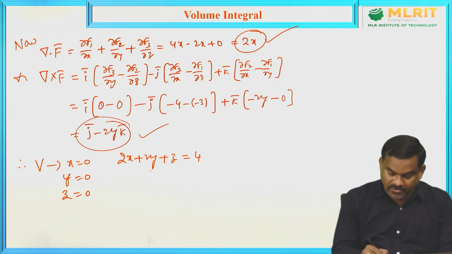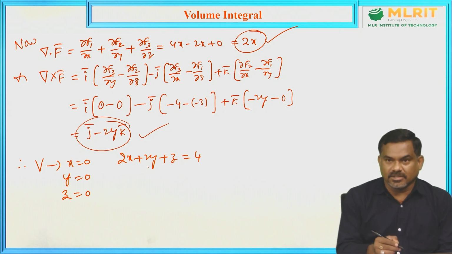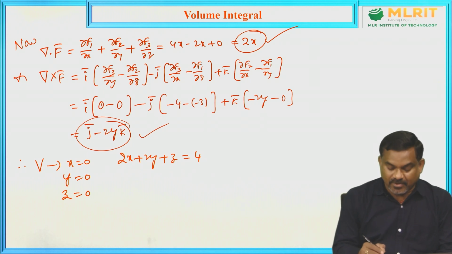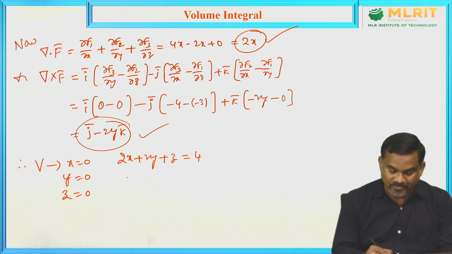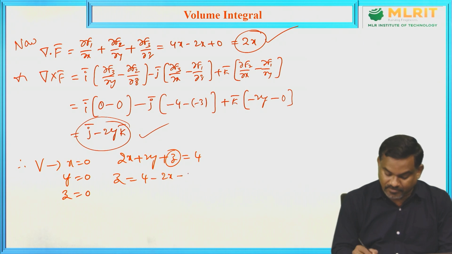So here, as I discussed in the last session, in evaluation of triple integral, we find one of the limits of one variable in terms of the remaining two. For example, here z limits, let us calculate in terms of x and y.